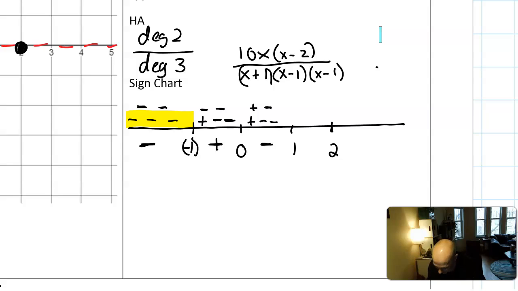Now, let's check this out. Flipping to the other side of 1, so like maybe at 1.5. 1.5 would be positive, but 1.5 minus 2 would be negative. Plus 1 would be positive. And then 1.5 minus 1 would be positive twice, because there's 2 terms. Now we have 4 positives and 1 negative. This is still negative.